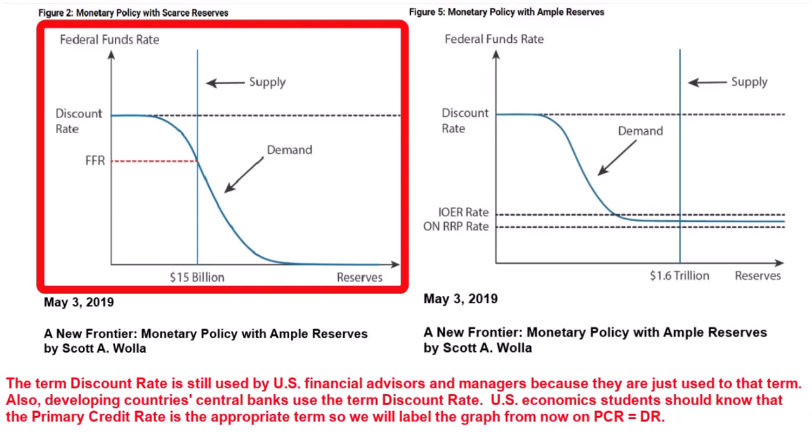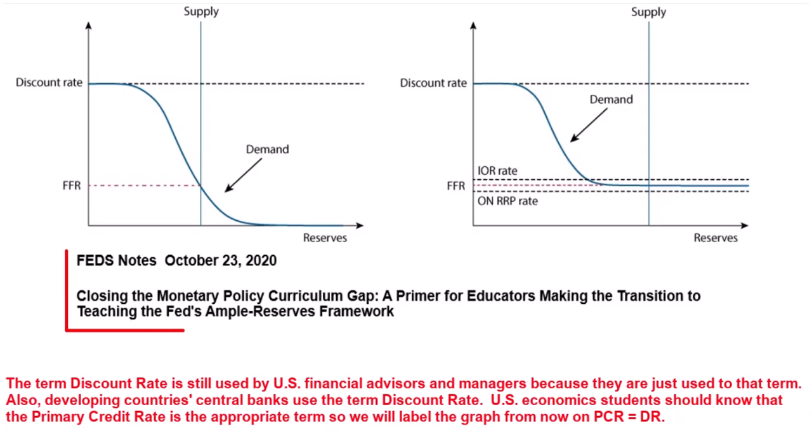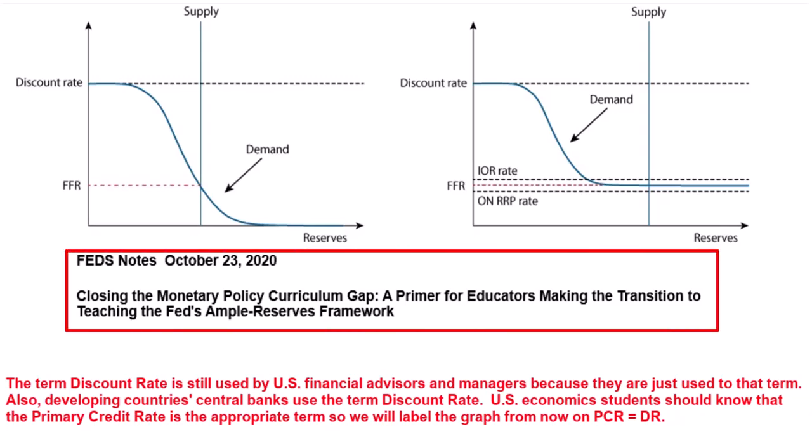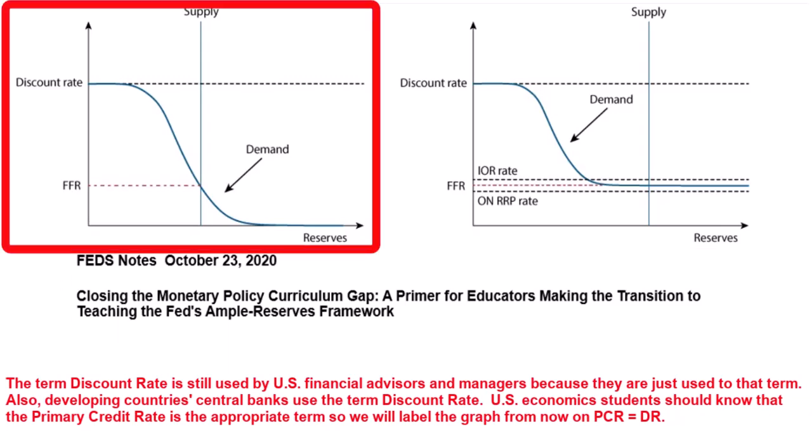And do you notice that he wrote that instead of the primary credit rate, he has the discount rate and the federal funds rate? Up at the top, the graph is labeled federal funds rate, but includes an administered rate, the discount rate. So then Jane Eric and Scott Walla got together and wrote a lesson called Closing the Monetary Policy Curriculum Gap, a primer for educators making the transition to teaching the Fed's ample reserves framework. But again, we're going to keep focused on this limited reserves framework to begin with.